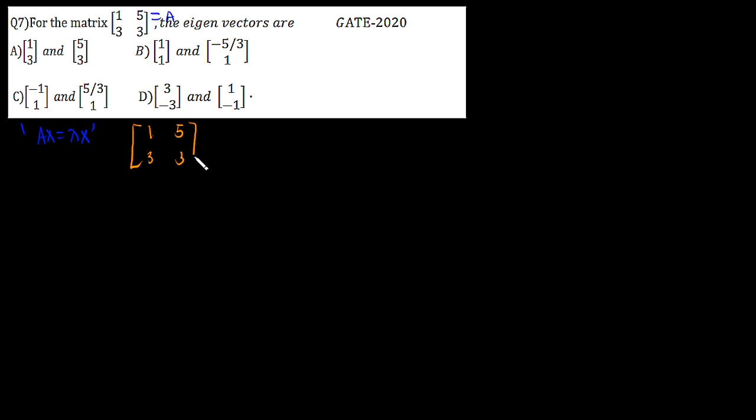Let's again start with option A. Option A has two vectors, which are some eigenvectors. This matrix A is 2 cross 2, so it has two eigenvalues and correspondingly two eigenvectors. So every option contains two vectors. Let's select the first one from option A, 1, 3. Now let's find the multiplication here.